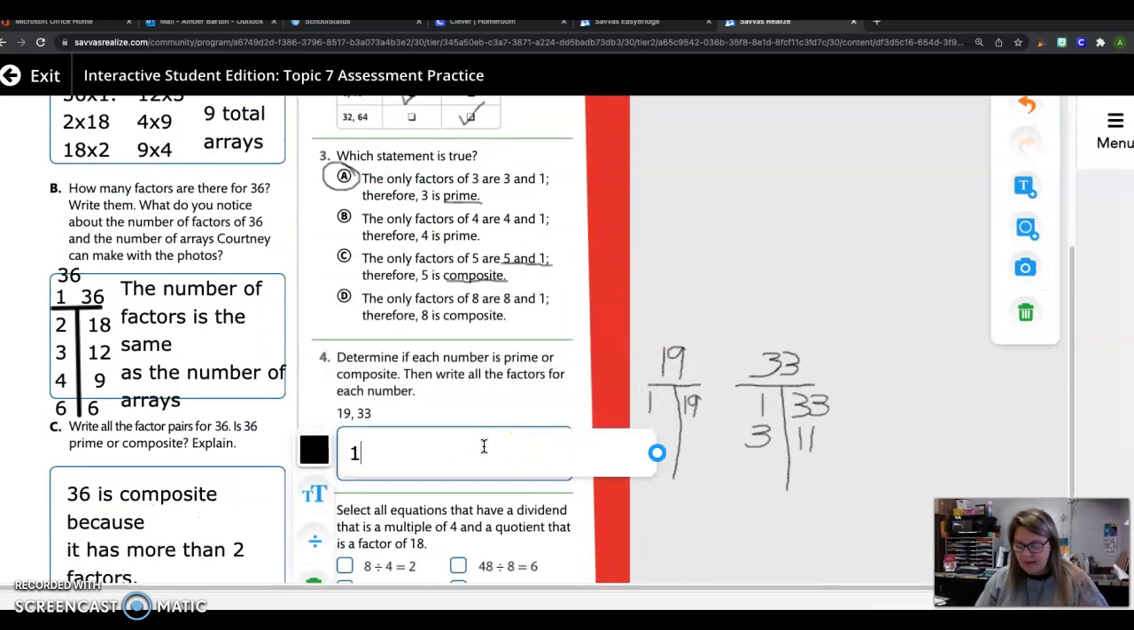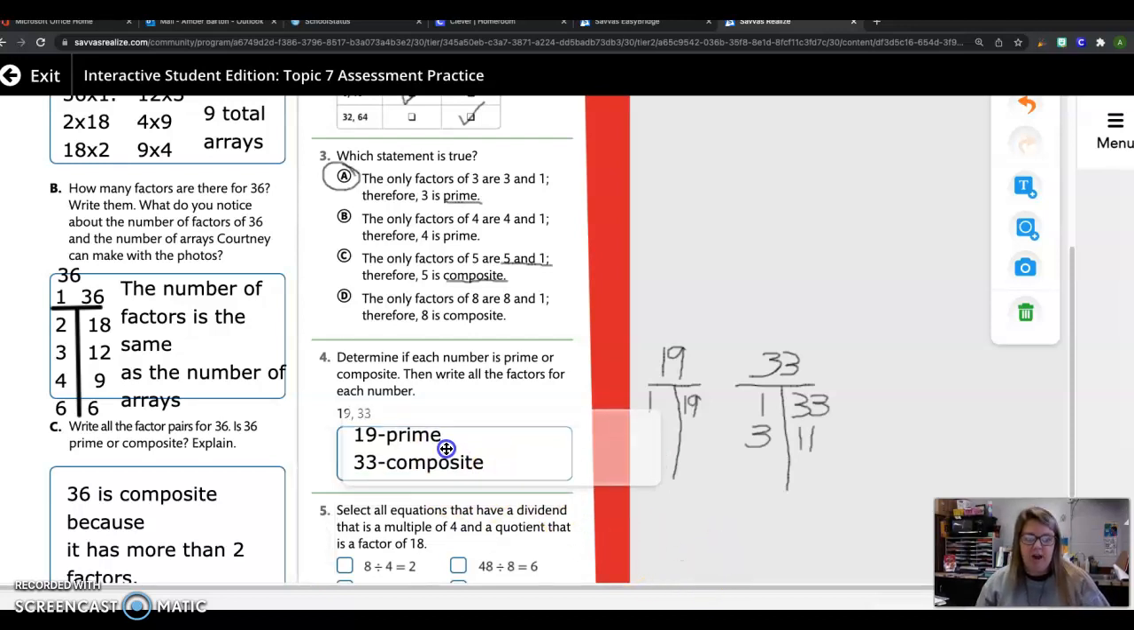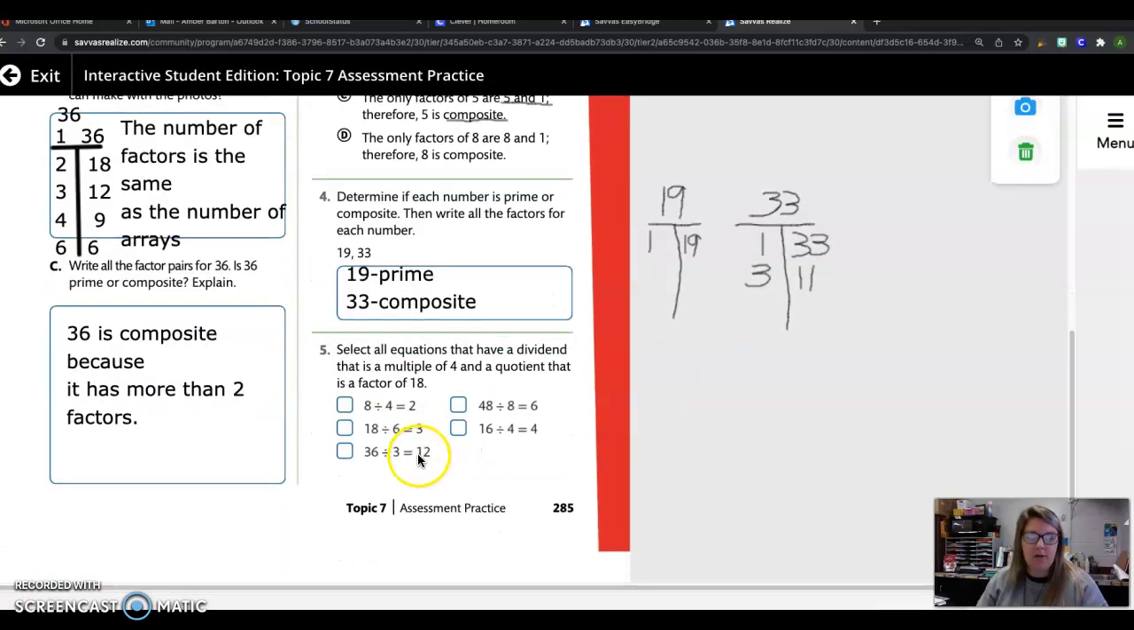So I'm going to draw my text box down here, and I'm going to type in that 19 is a prime number, and we said that 33 is a composite number. Now, I've already written my factors over here on the right side of my screen, so you guys will just also list those somewhere on your workspace. All right, let's move on to number 5.